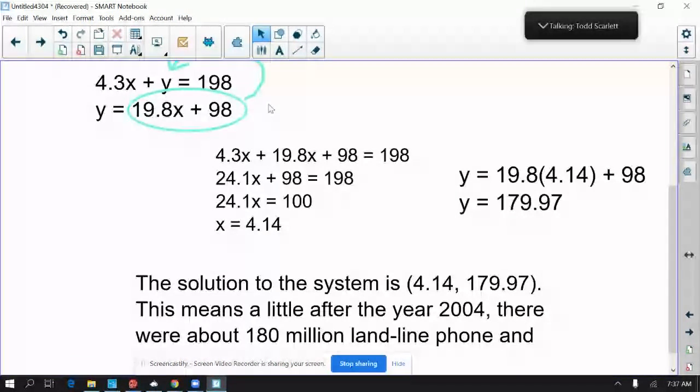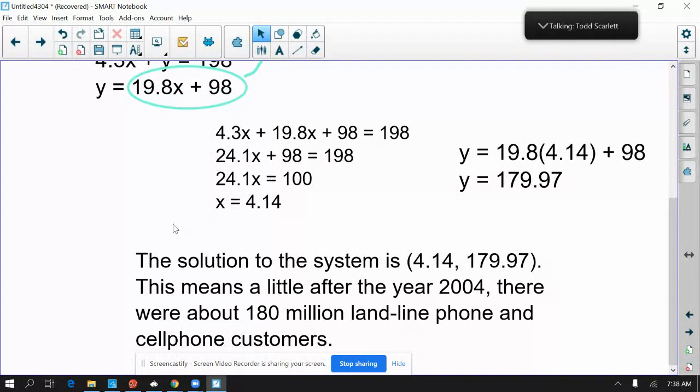But the amount of cell phone customers are increasing. So look at this slope. This is a positive slope. This first equation has a negative slope. If you were to solve for y, the slope would be negative 4.3. So the landline equations are decreasing as time moves on. Cell phone customers are increasing, and they happen to be the same in the year 2004.